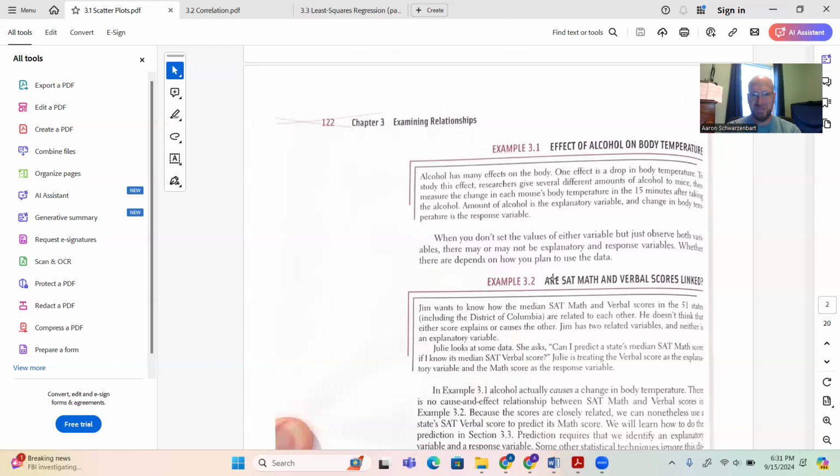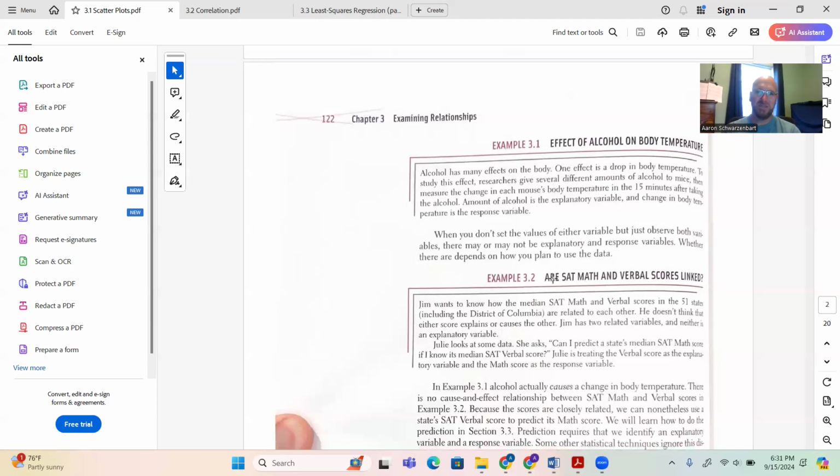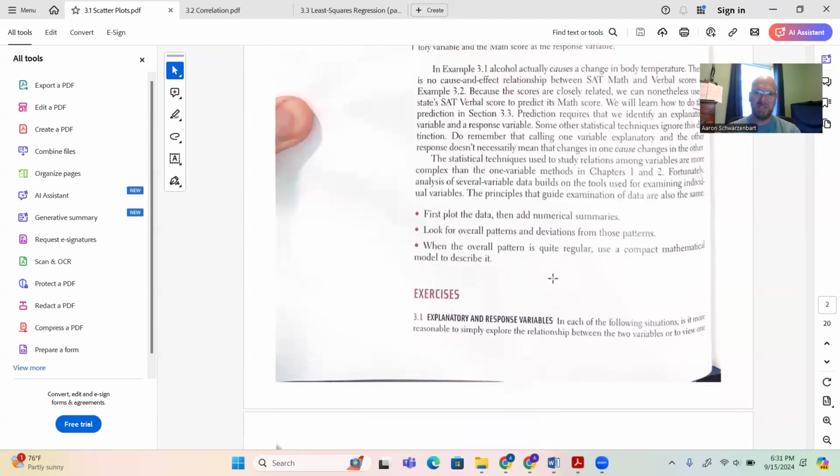Julie looks at some data and sees, can I predict the state's median SAT math score if I know the SAT verbal score? Julie is treating verbal as the explanatory variable and math as response. Both is perfectly fine. You might be right. Jim might be right that neither explains the other. You could choose either way and try to see the relationship. Okay. And we will make scatterplots.